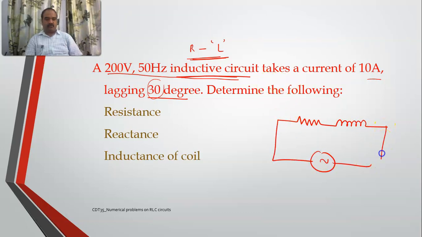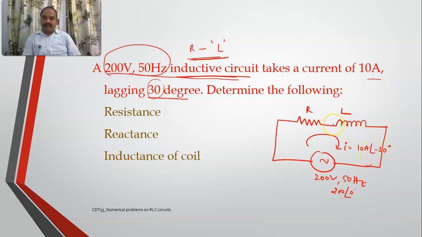And what else has been mentioned? See, this is the supply, and they have already mentioned the current which is flowing. I'll take it as R and L, and the current is 10 amperes and it is lagging by minus 30, which means the voltage is 200 at an angle of 0, whereas the current is 10 at an angle of minus 30. And they are asking you to determine the value of resistance, inductance and also reactance. Now, how to determine these parameters?